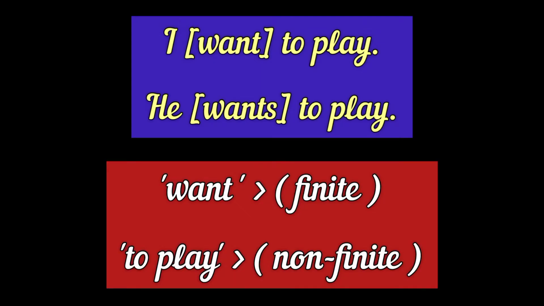For example, I want to play, but he wants to play. Now, as you can see, the verb want becomes wants when the subject is changed from the first person I to the third person he. But the second verb to play does not undergo any change with the change of person in the subject. So here the first verb want is finite, while the second verb to play is non-finite.